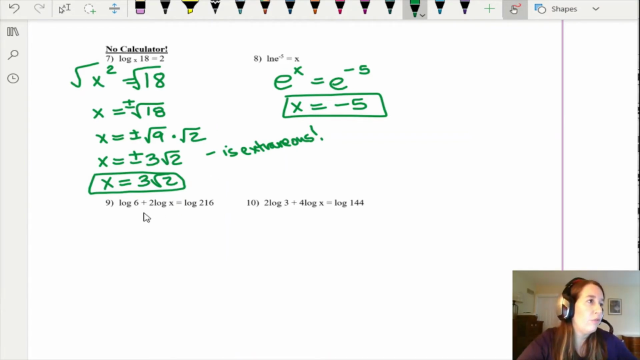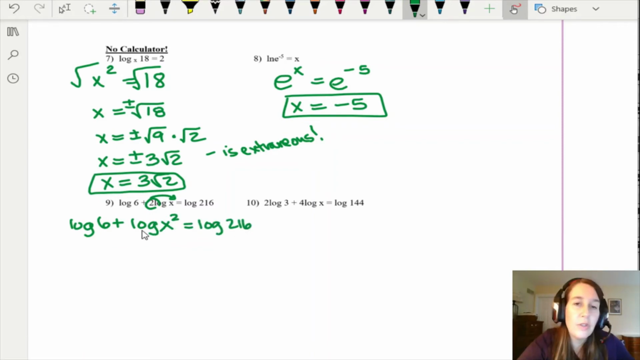Okay, so for 3 and 4, we did a few problems like this in the solving practice notes. So we're going to use those properties that we learned. And the first property, we have to always do this one first, the power property. So we have this 2 out here. It's going to become the power of x. So log 6 plus log x squared equals log 216. Now we can use the product property to put these logs together as one log. So that's log of 6x squared equals log 216.